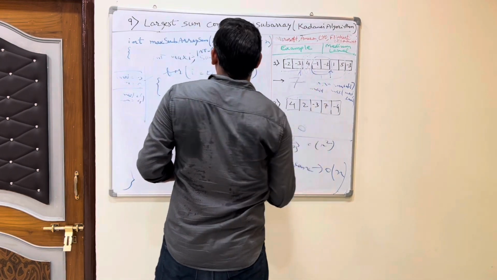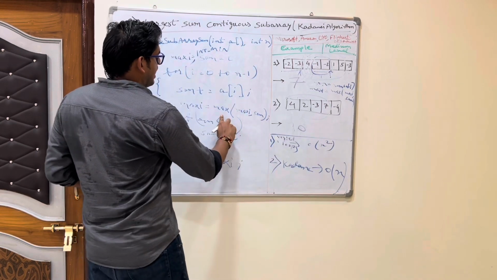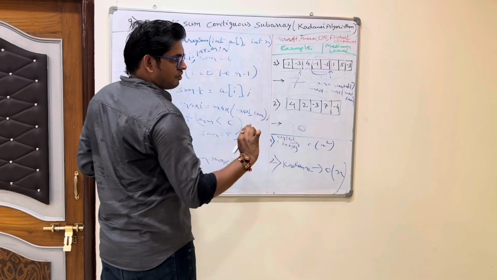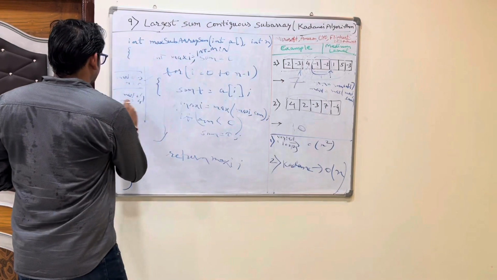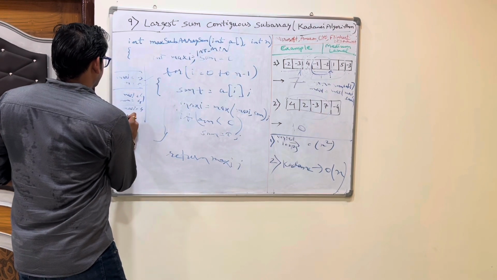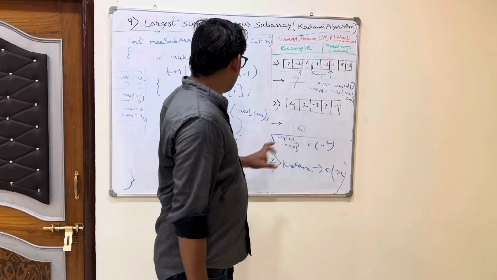Now minus 1 comes. So what is the value of sum? Sum becomes 4 minus 1, 3. And maxi is 4, sum is 3. So maxi is still 4 because 4 is bigger than 3. And what is sum? Sum is equal to 3, right? And sum is not less than 0.